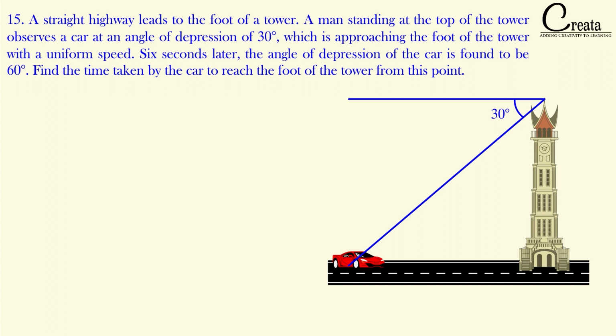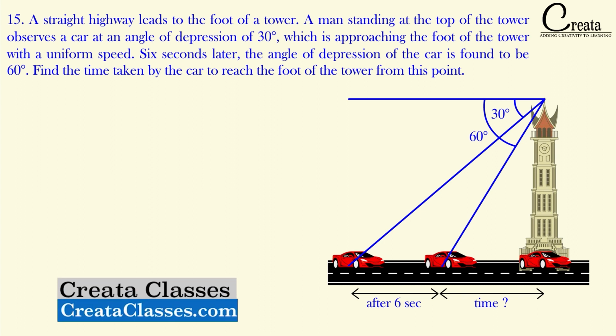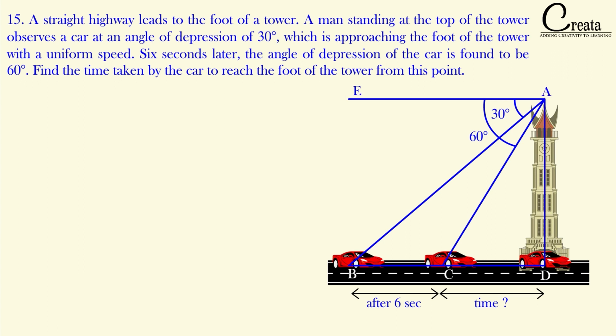at the road. Further, after a 6-second gap, the car has moved toward the tower. Now the angle of depression has been changed to 60 degree. Initially the angle of depression is 30 degree. After 6 seconds, the car has traveled some distance. Now the angle of depression has been changed to 60 degree. And in this question, we have to find the time taken by the car to reach the foot of the tower. So basically we have to calculate the time this car will take from this point to this point. Let's take the various points as A, B, C, D and E. Here we have to calculate the time at the end of the question.